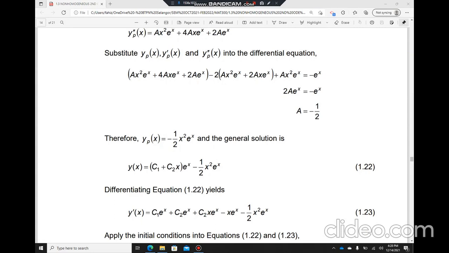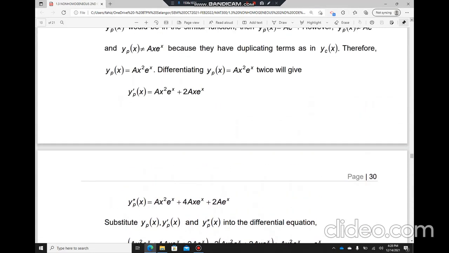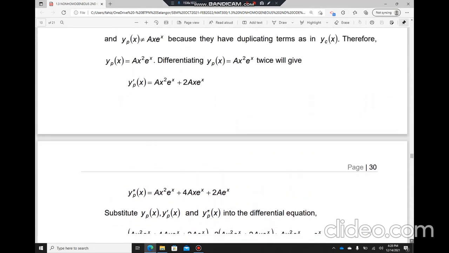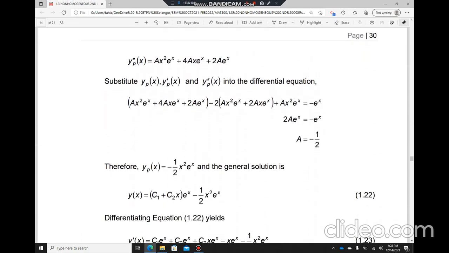Okay, next awak akan cari YP, Y prime P. Okay, yang ni Y prime P. Guna product rule and then cari Y double prime pun guna product rule. And then substitute. Okay, substitute dalam function yang asal tadi. Okay, function asal masukkan. Okay, since dia tak ada masalah lah kat sini sebab semua guna exponent X. So, you can solve for exponent X and then terus dapat A. The value of A is negative 1 over 2. So, kita masukkan, therefore, YP equals to negative 1 over 2 X square EX.